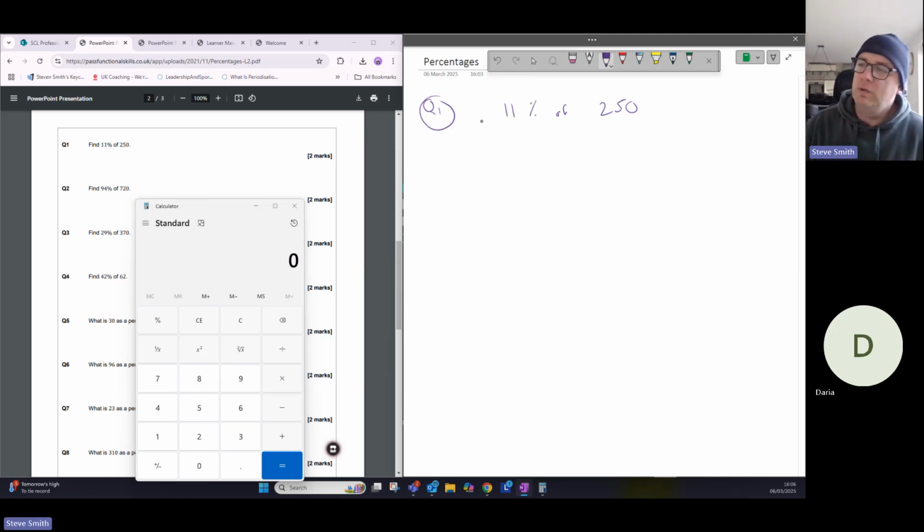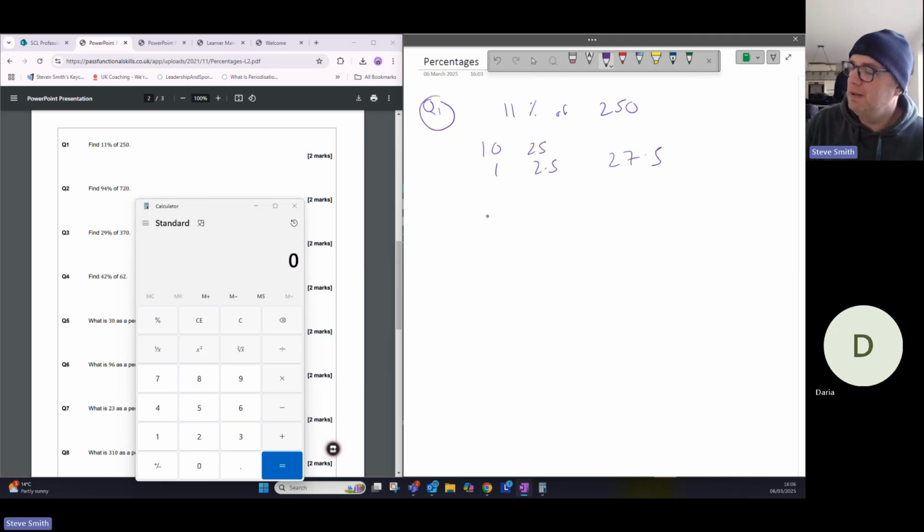Right, so with question 1, with it being a calculator paper, find 11% of 250. If it wasn't a calculator paper, that's a weird percentage, isn't it? I don't know why I did that. We'd find what 10% was, which is 25, and we'd find out what 1% is, which would be 2.5. So in theory, we already know that the answer for that question is going to be 27.5.